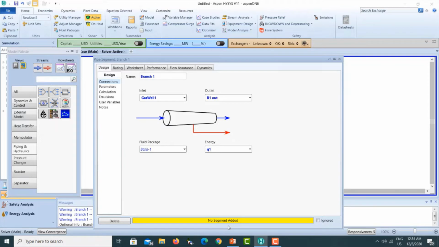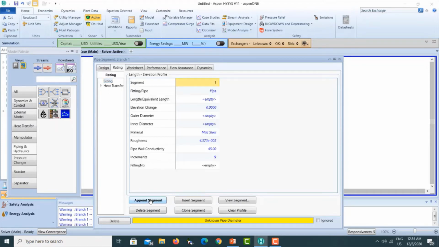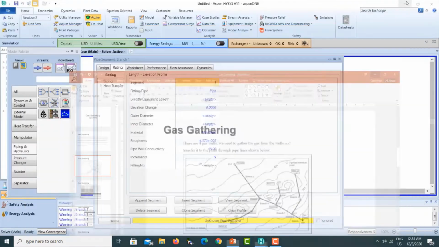The way we can add a segment is to go to the rating tab, where we have a few options. We need to add a segment, which is also known as append segment. So we click on append segment. According to your flow sheet, you have 1, 2, 3 segments, so basically you need to add 3 segments.